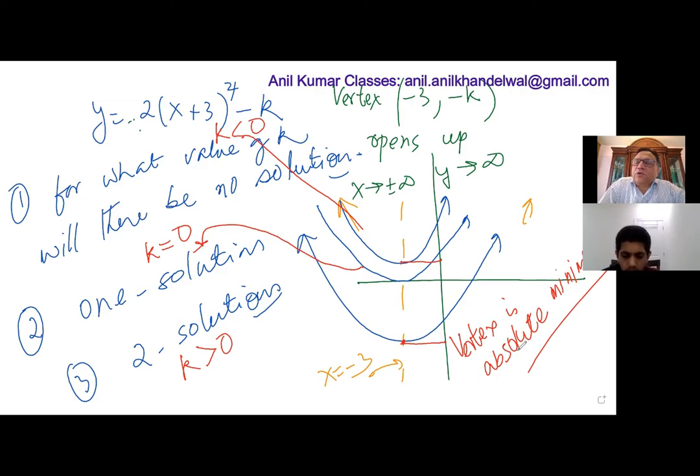Since vertex is absolute minimum, we can find the values of k for which we could have one x-intercept, no x-intercept, or more. You get the idea? So that is how we could actually look into the graphs of these functions.